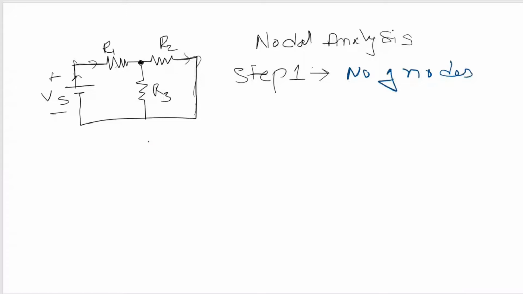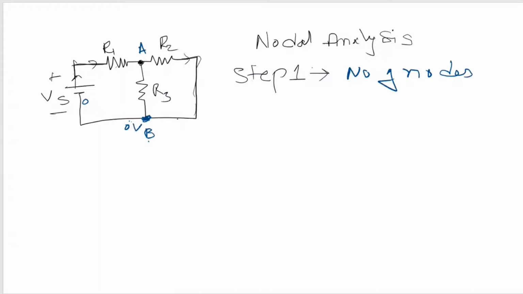The second node is here. For this node, R2 is connected and the voltage source is connected, so three elements are connected. This is one node, B, and this is another node, A. So there are two nodes in this circuit, and B is at zero potential, 0 volts. We call it the reference or ground.